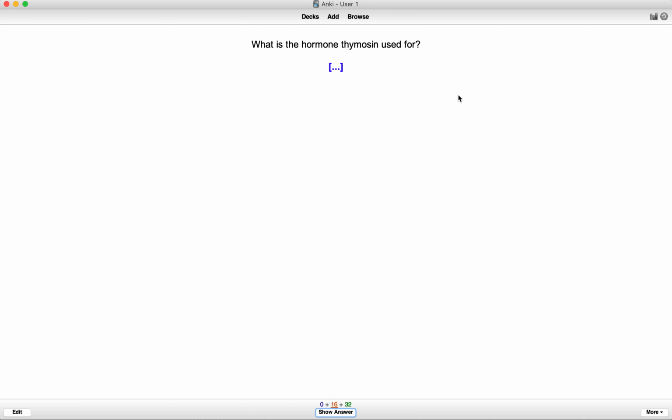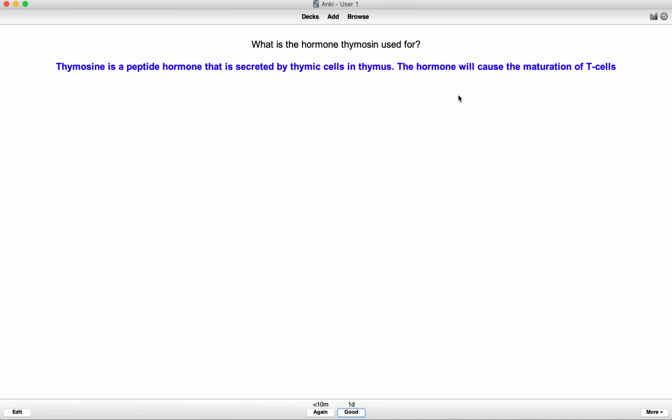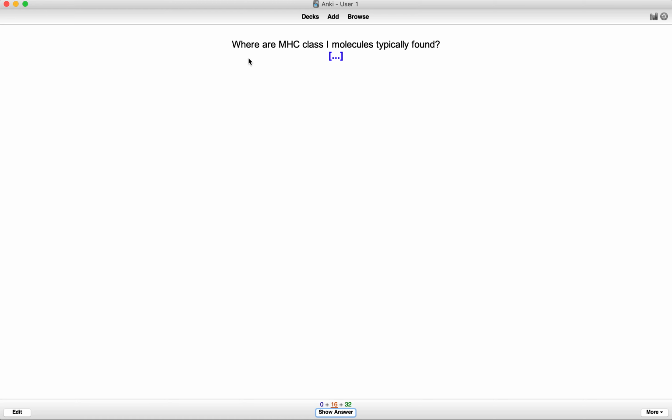The hormone thymosin is a peptide hormone secreted by thymic cells in the thymus, and this hormone causes maturation of T cells. MHC class 1 molecules are found in all nucleated cells of the body.